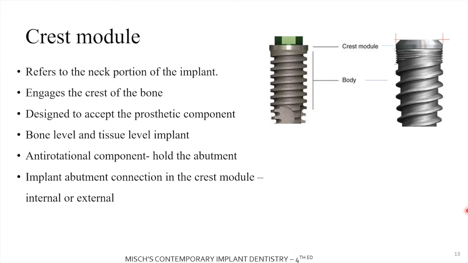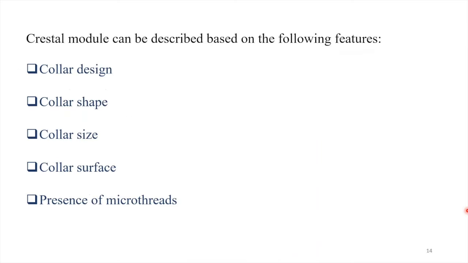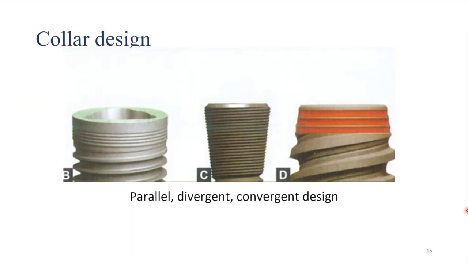The implant abutment connection in the crestal module has the anti-rotational component that can hold the abutment and prevent it from rotating. This connection may either be within the implant body, then it is the internal connection or internal hex, or outside the implant body, then it's the external connection or external hex. Crest module can be described based on these features, that is collar design, collar shape, collar size, surface, and presence of microthreads on the collar.